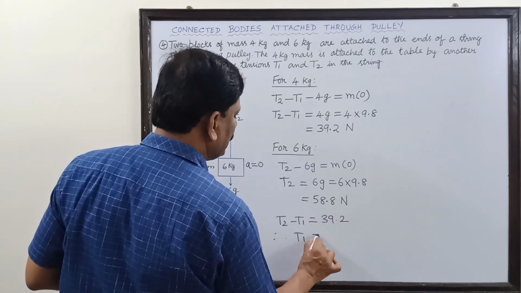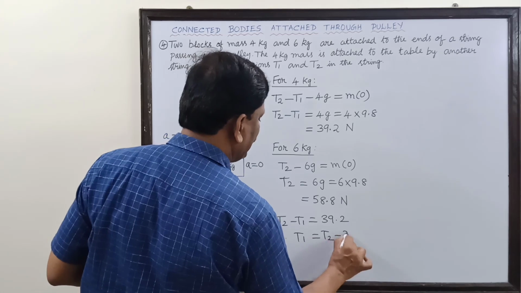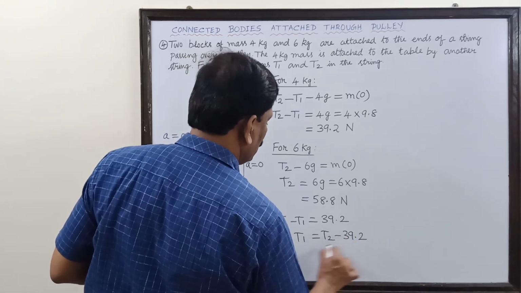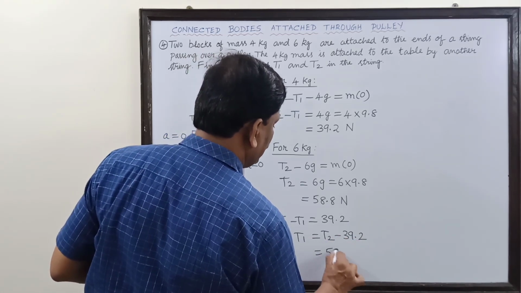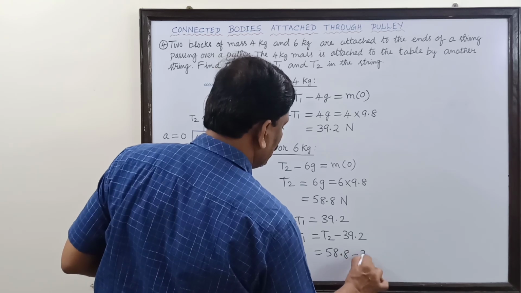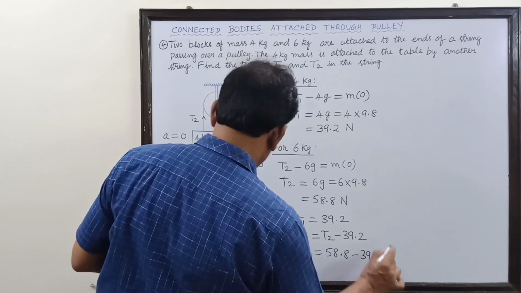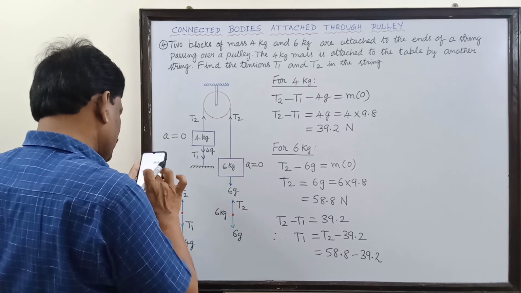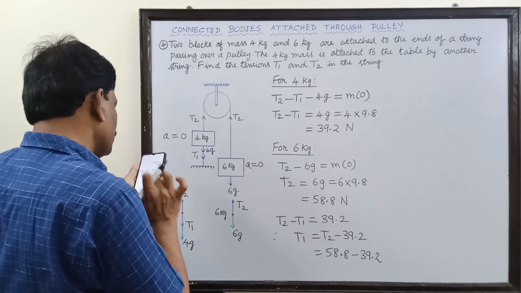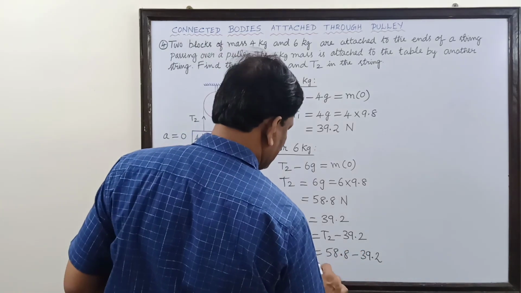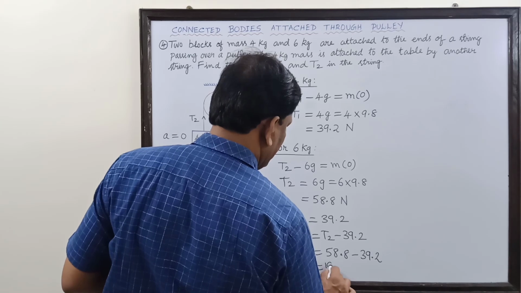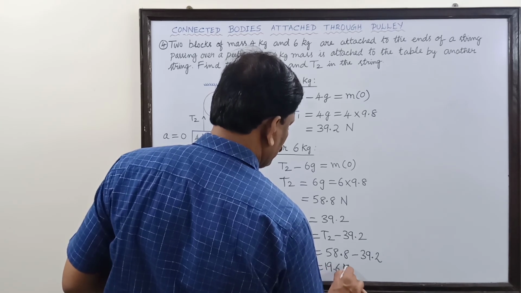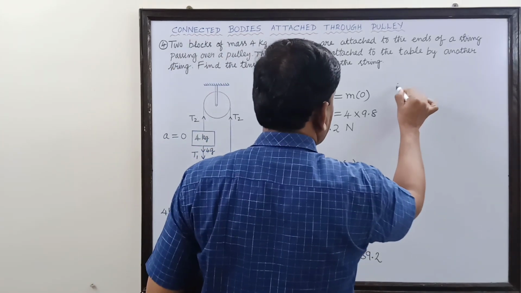Therefore T1 is equal to T2 minus 39.2. So this is 58.8 minus 39.2, which is equal to 19.6 Newton.